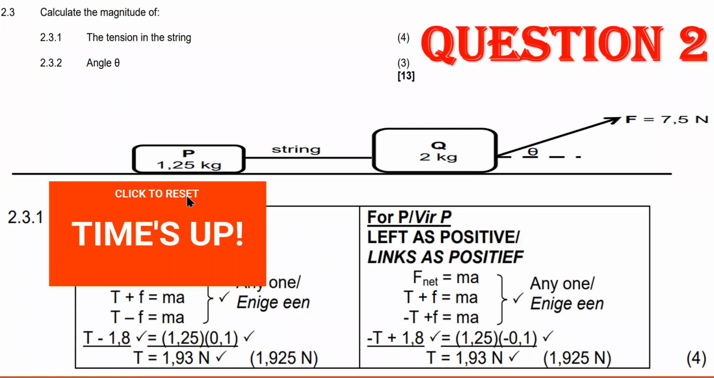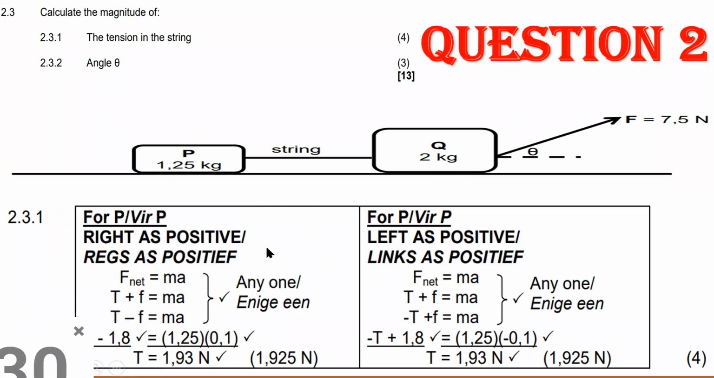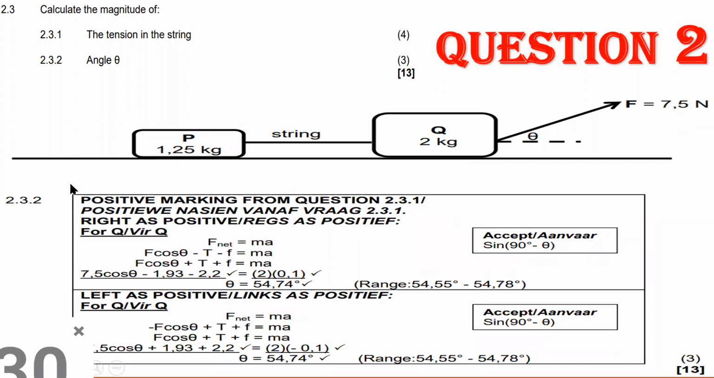Yes, time is over for now. Sorry, tension force we have done already. The angle we are going to calculate now. So F net equals m times a, Newton's second law. Now we are using object Q. Okay, let's calculate the angle.